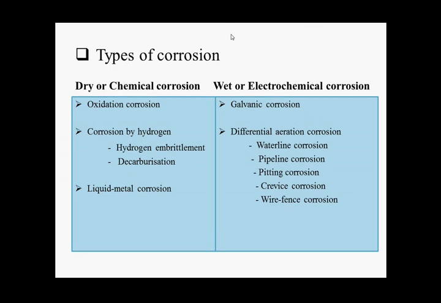Types of corrosion. Corrosion can be broadly classified into two types based on the mechanism followed or the environment. It is dry corrosion or wet corrosion. Dry corrosion means it takes place in absence of moisture. Wet corrosion takes place in presence of moisture. There are various types of dry corrosion as well as wet corrosion, which we can see one by one.